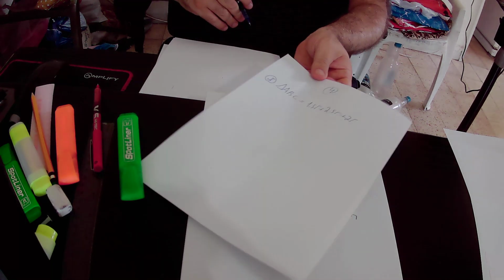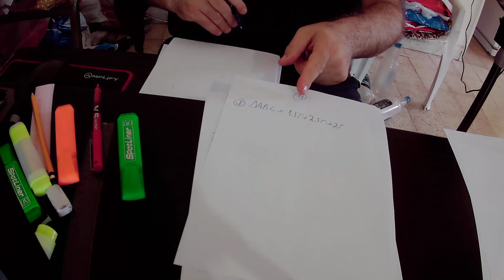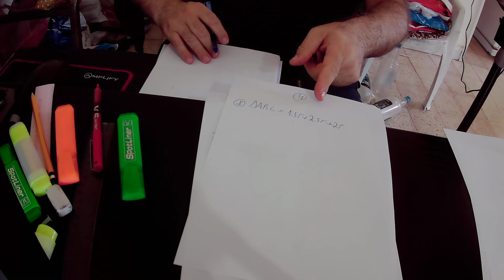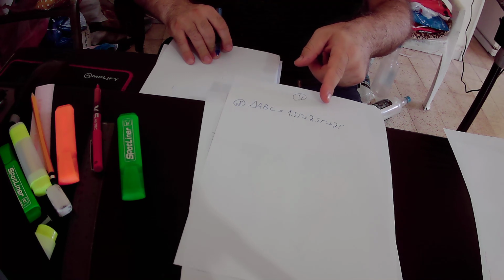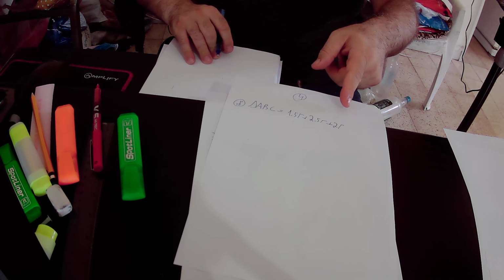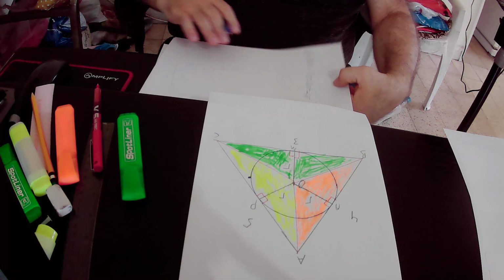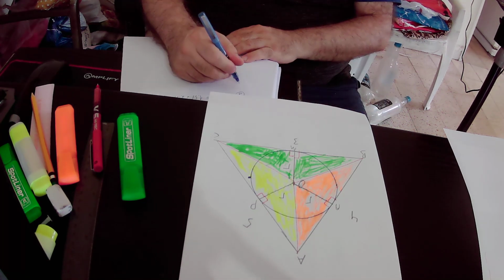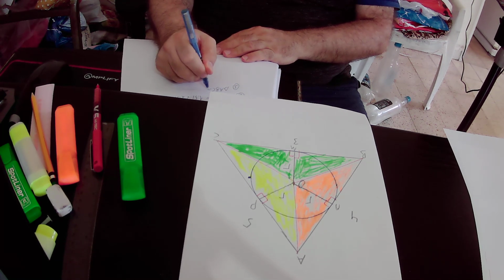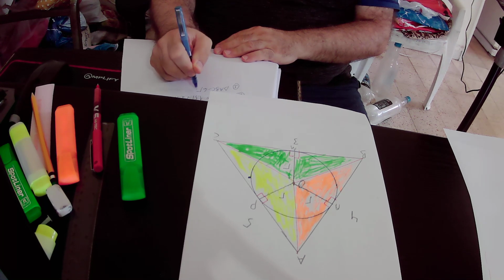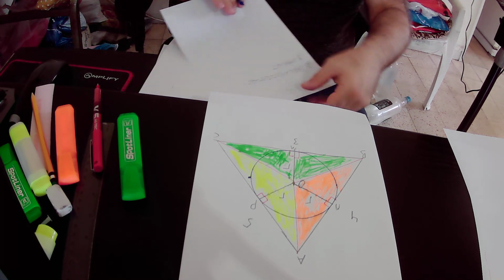And 1.5 times the radius plus 2.5 times the radius equals 4 times the radius, and 4 times the radius plus 2 times the radius equals 6 times the radius. So the area of triangle ABC equals 6 times the radius.